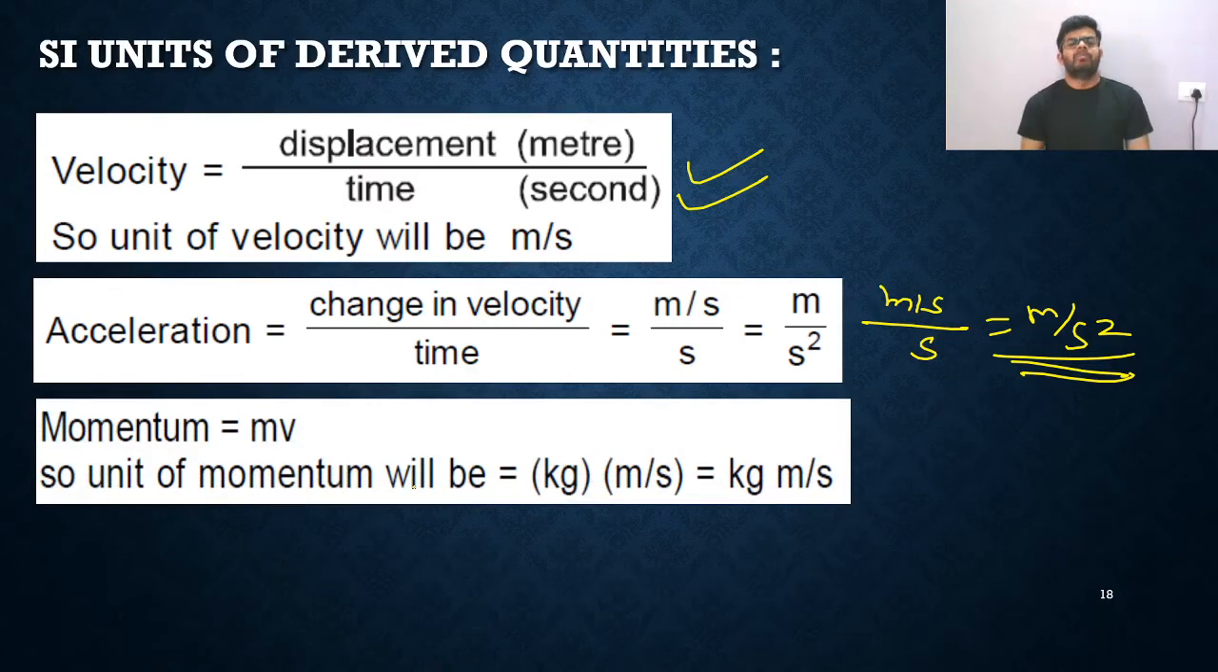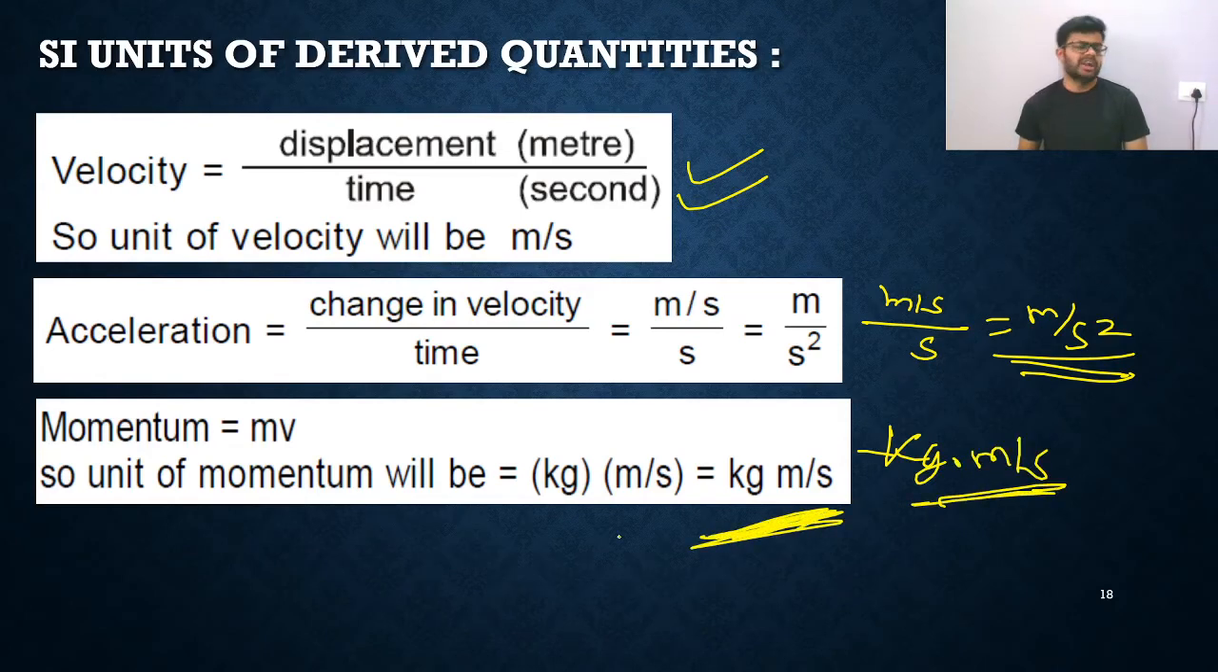Next, momentum. Momentum means mass and velocity. It is just the product of mass and velocity. Mass is in kg, and velocity is meter per second. So you are getting kg meter per second. Kg meter per second is the derived unit. Apart from those seven fundamental quantities, all other quantities are derived only. Momentum's unit is kg meter per second. How was it found? Using its physical formula. Momentum is mass into velocity, so kg meter per second.